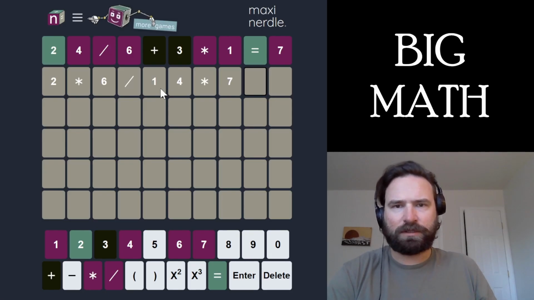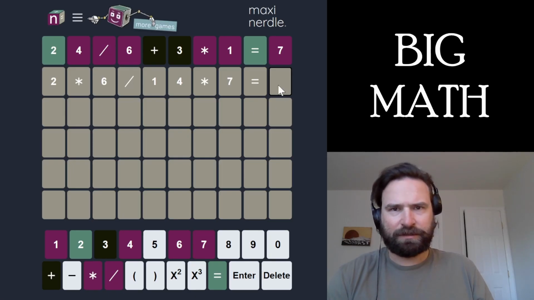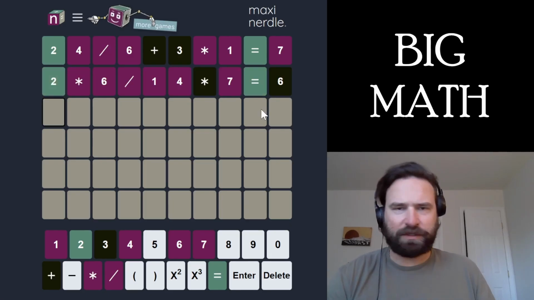This works. This is a whole number. I think it's just 6. Oh, multiplication can't go here. I don't care. I'm putting this in. I think this is just 6. Okay. Nothing is placed. That's phenomenal.